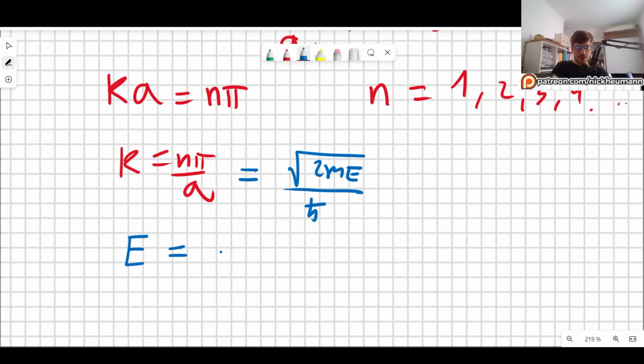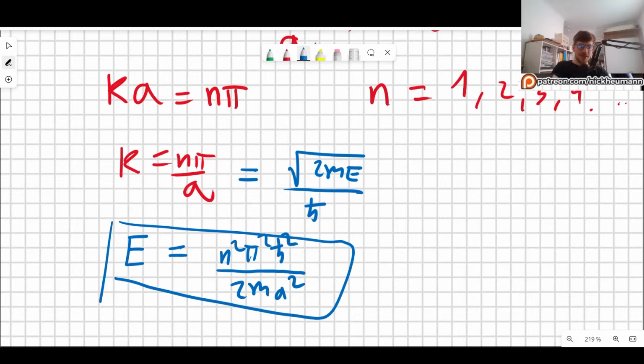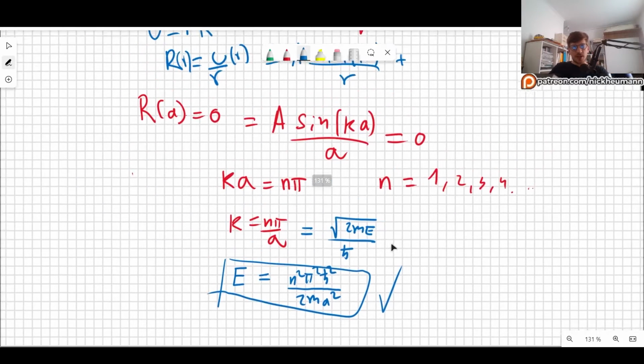So we get n squared pi squared h bar squared divided by 2ma squared. And just take a look at this. It is non-degenerate, and it is actually exactly the same that we had in the other cases, right? In the just regular infinite square well. So we get exactly the same for the case L equals 0 that we had for the infinite square well, which is relatively interesting.